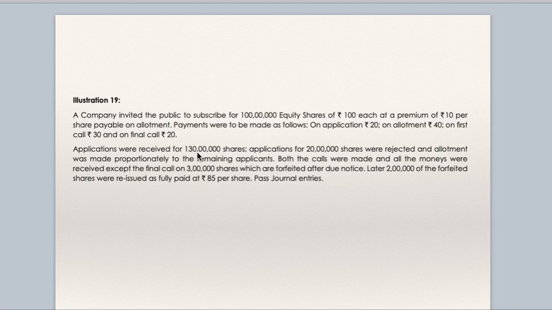Applications were received for 1 crore 30 lakh shares. Applications for 20 lakh shares were rejected and allotment was made proportionately to the remaining applicants. Both the calls were made and all monies were received except the final call on 3 lakh shares, which are forfeited after due notice. Later 2 lakh of the forfeited shares were reissued as fully paid at rupees 85 per share. Pass journal entries.